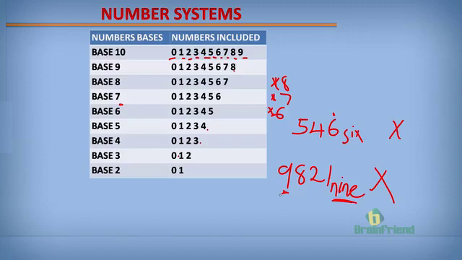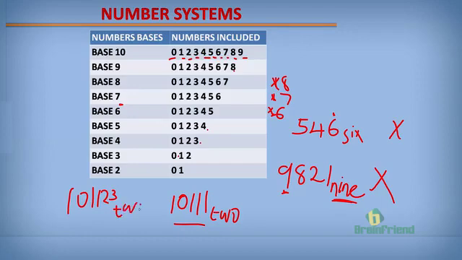Base 2 has just 0 and 1. So a base 2 number will look like this. Maybe 1, 0, 1, 1, 1, 2. This is a number in base 2. A base 2 number cannot be 1, 0, 1, 1, 2, 3. And then we write base 2. This is incorrect and impossible.